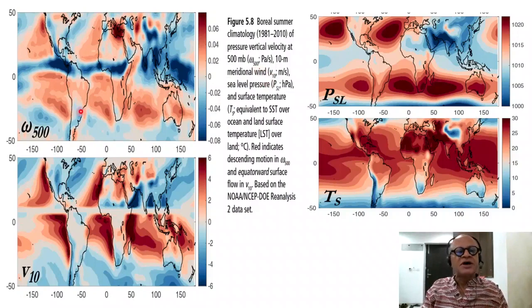And here, because it's in pressure coordinates, omega is typically written in pressure per second, so pascals per second. Then 10 meter meridional winds in meters per second, and surface temperatures, TS, equivalent to SST here, and this is the sea level pressure in hectopascals. Red indicates descending motion here.